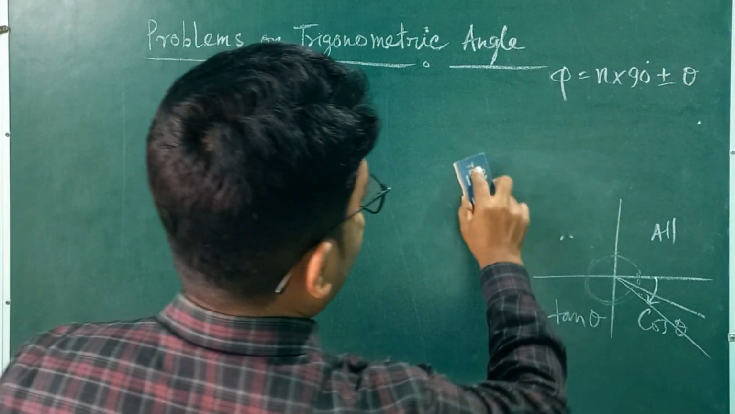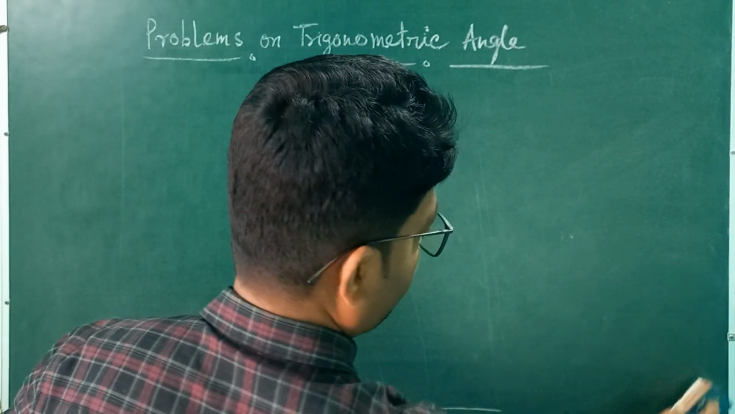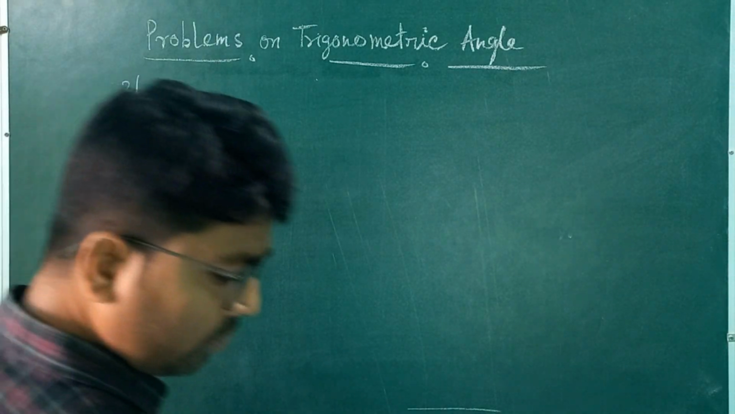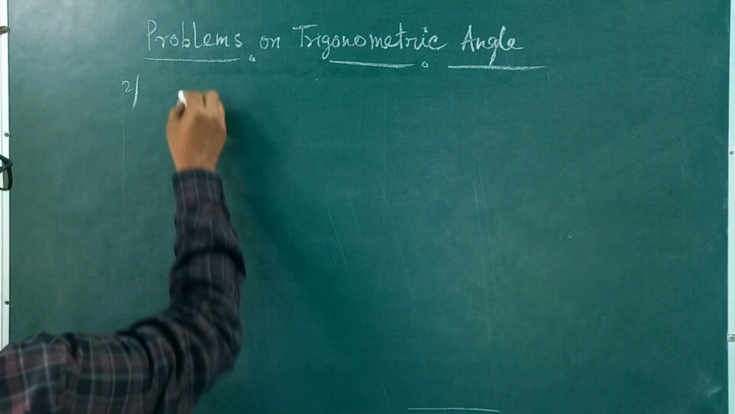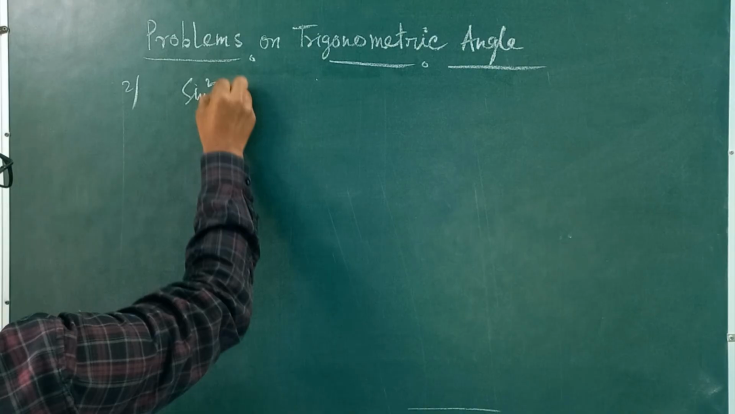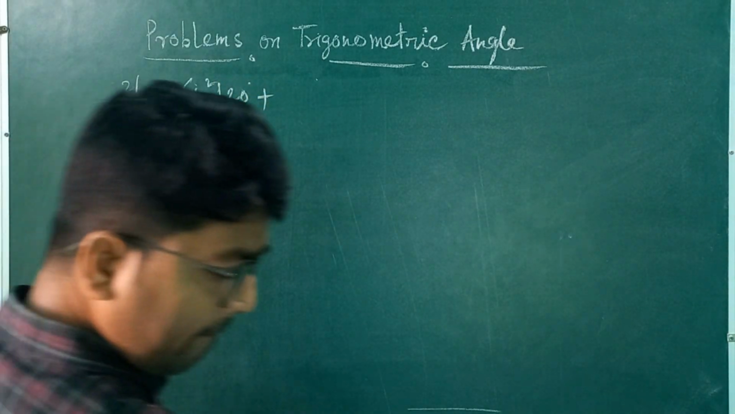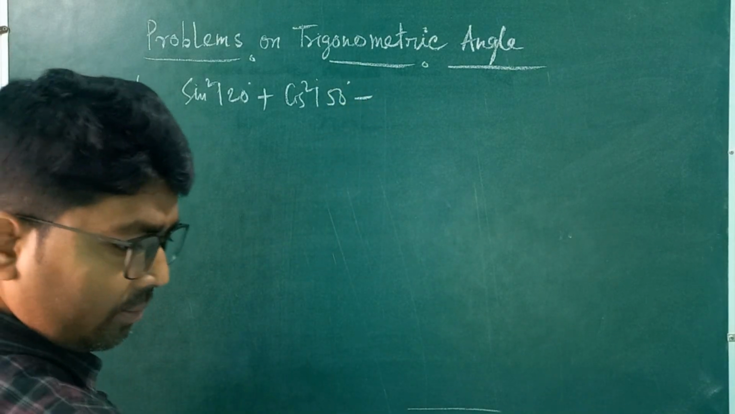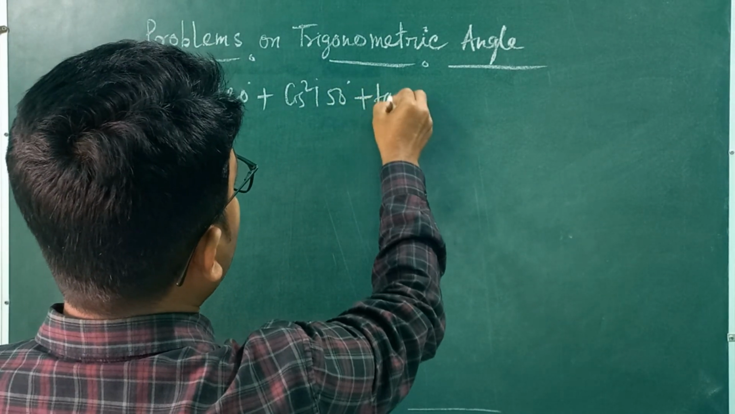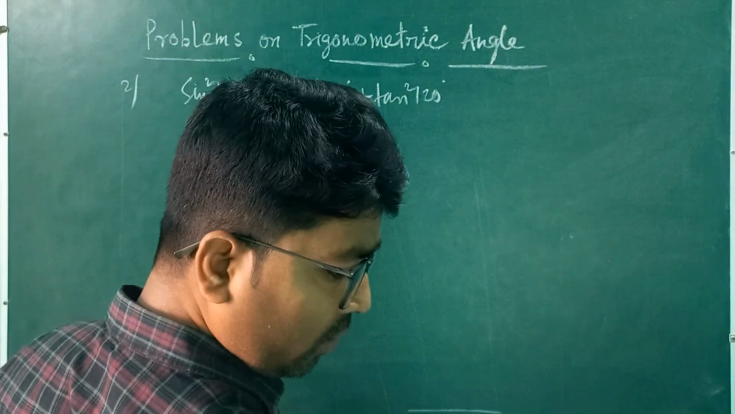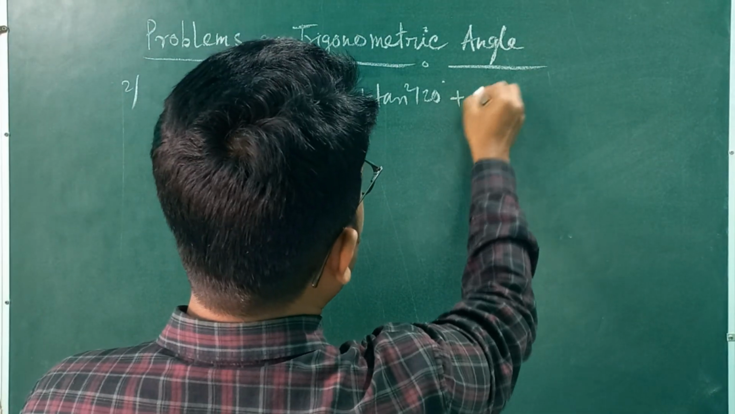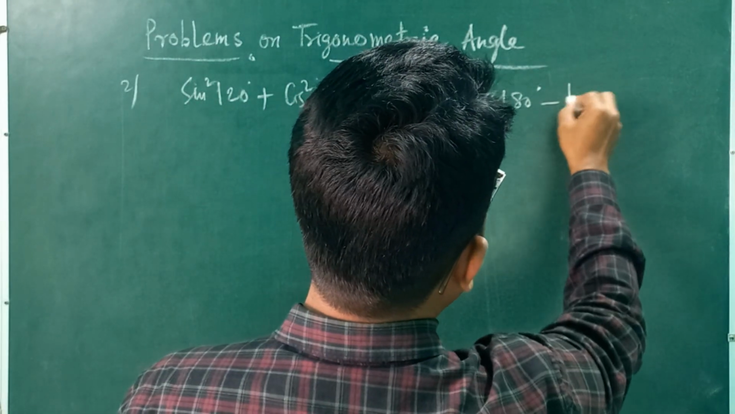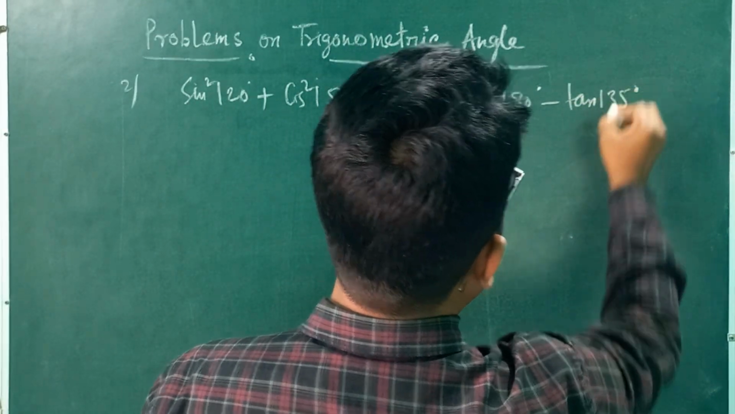Now see the second problem. Number 2. The problem is sin square 120, cos square 150, tan square 120, cos 180 minus tan 135 degree.